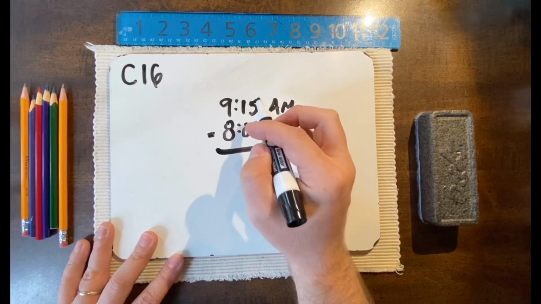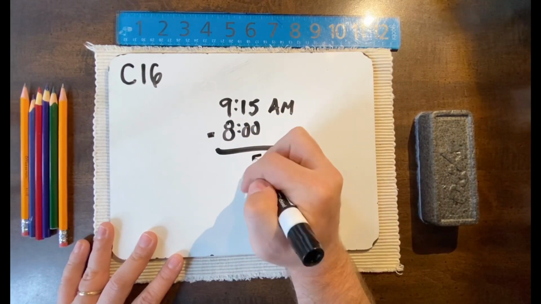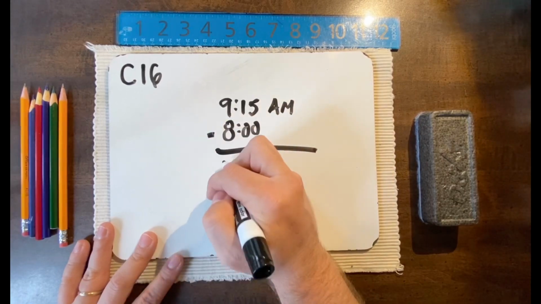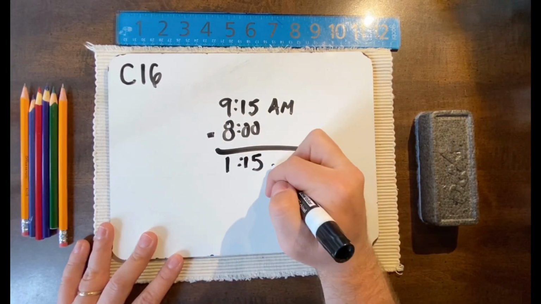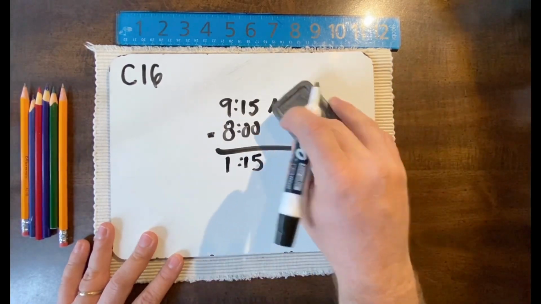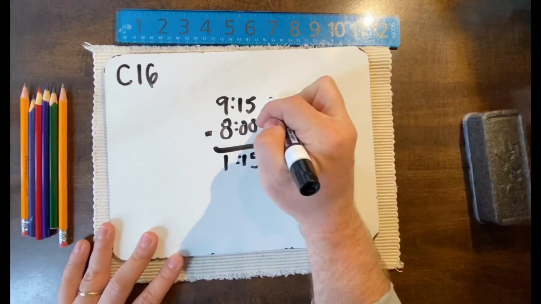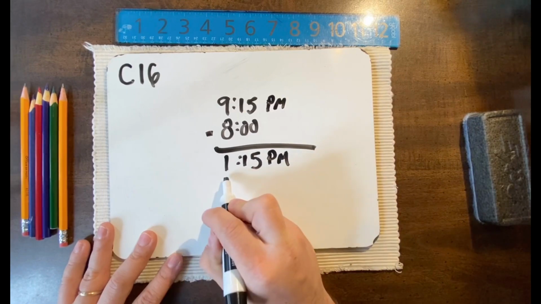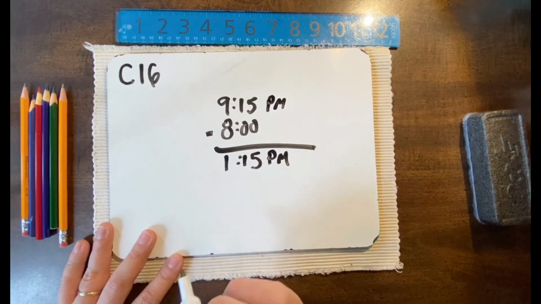Let's do our subtraction problem. 5 minus 0 is 5. 1 minus 0 is 1. 9 minus 8 is 1. That tells us, I got this wrong up here, that tells us that we left the park at 1:15 p.m.